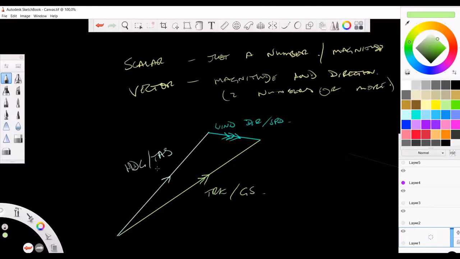Now, of course, we can also subtract vectors. So if I know my track and ground speed and I know my wind, I can find my heading and TAS. But to subtract them, we put them head to head. So we put the two vectors head to head, and then it goes from the tail of the short one to the tail of the long one. So what we're doing then is a map of going up the long one and then down this one.